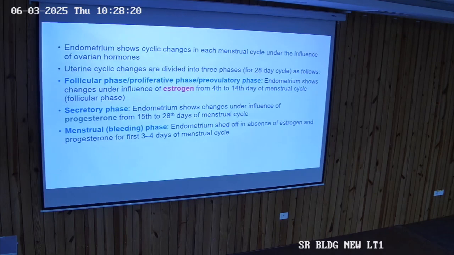So endometrial changes according to the cycle. First phase, that is the follicular phase, proliferative phase, or the pre-ovulatory phase, where the preparation of the uterine wall is occurring. So endometrium shows the changes under the influence of estrogen. Secretory phase, it changes in the endometrium because of the presence of progesterone. And in the menstrual phase, both follicular and secretory phase hormones disappear. So the endometrium sheds off.